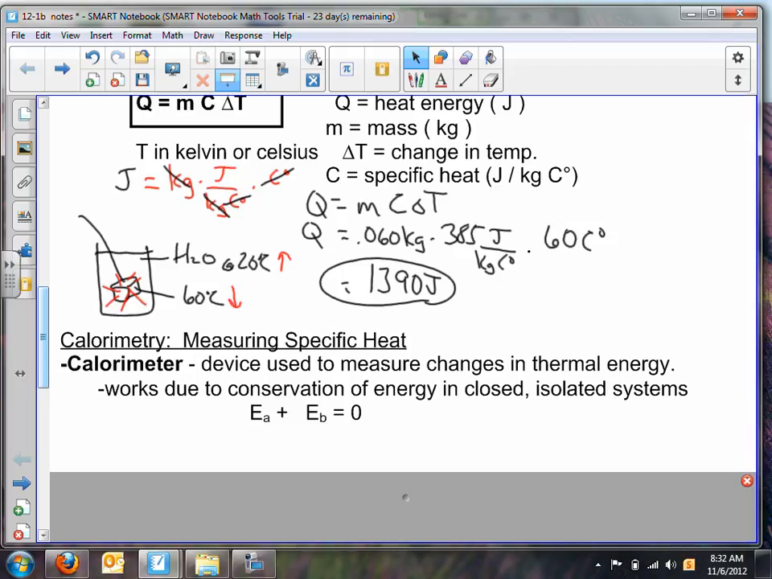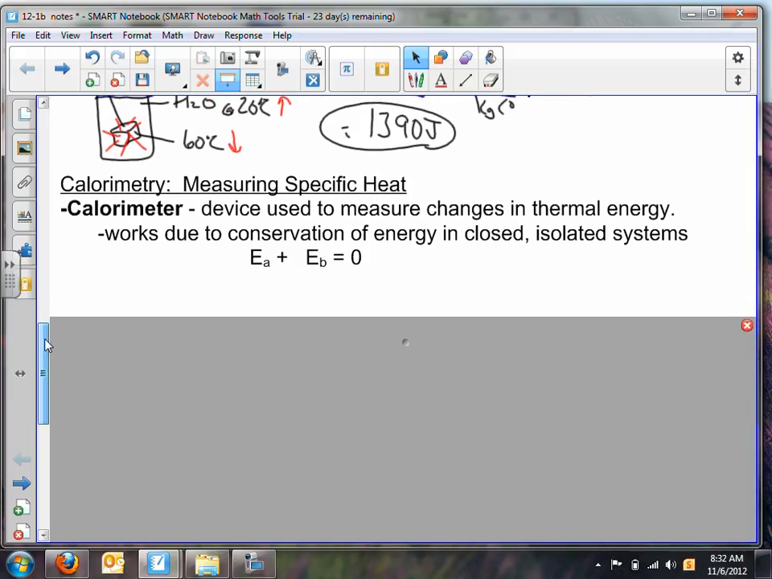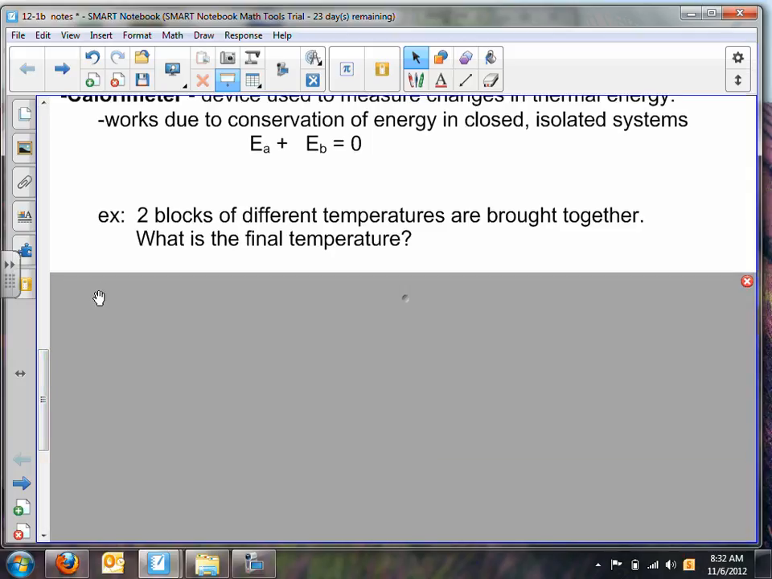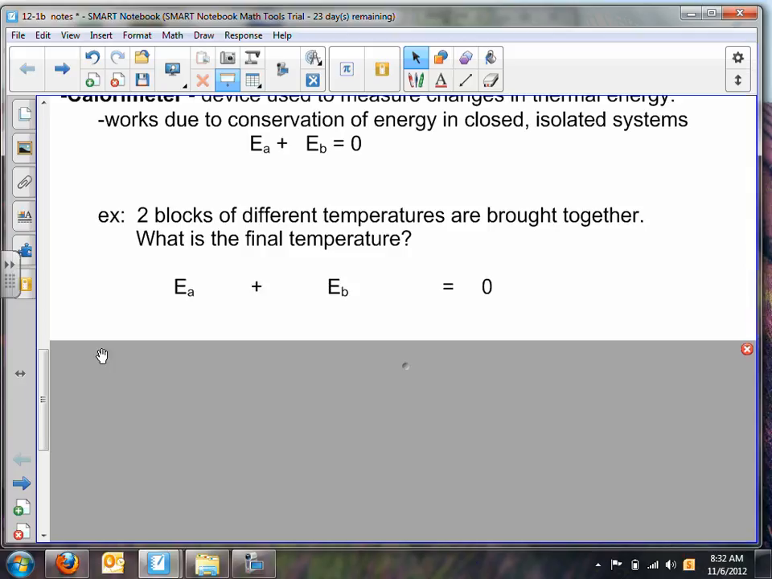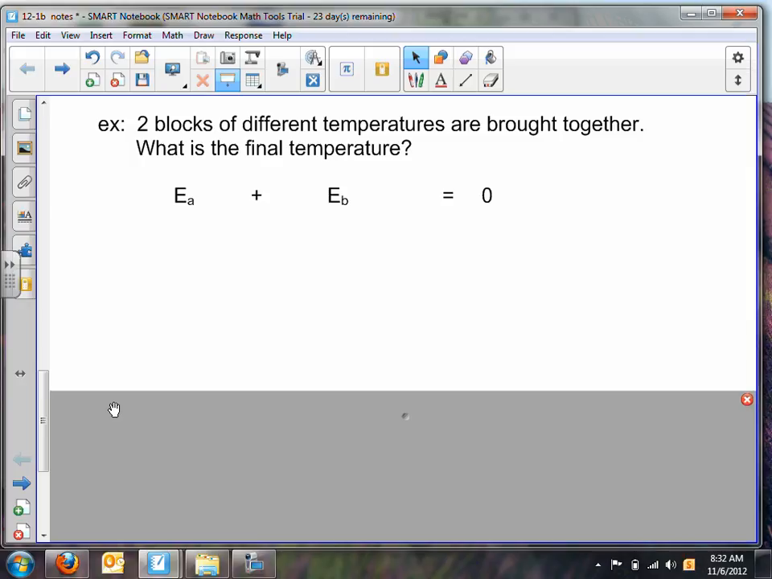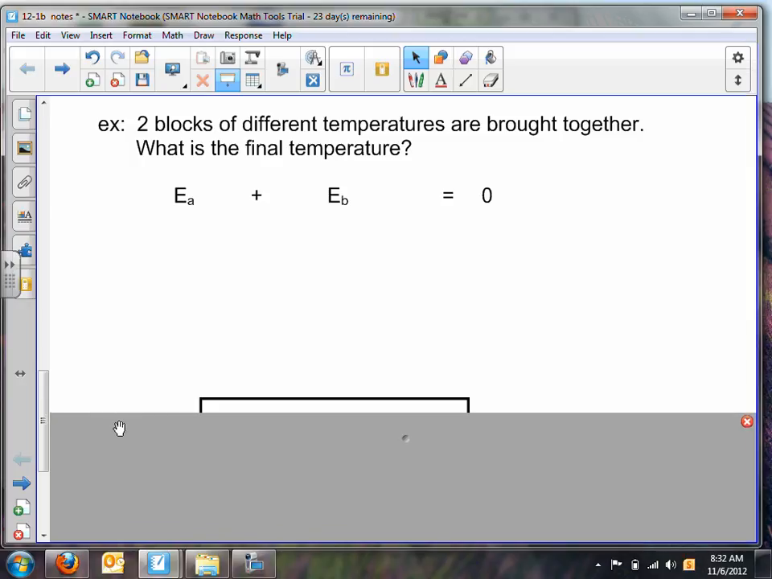Eventually, at some point, they're going to reach equilibrium. They'll both be at the same temperature, somewhere between 20 and 60. And that depends on how much metal and how much water you have and their specific heats. So the question, if you have two blocks of different temperatures stuck together, what's going to be the final temperature eventually? So maybe you have a block of lead next to a block of silver. They're touching. The heat's going to go from one way to the other.